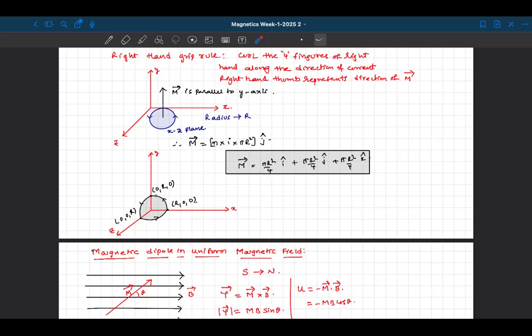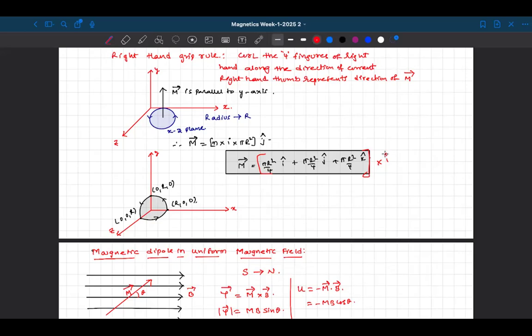Why? Now, it is in a 3D plane. You can see some portion is in the XY plane, some portion is in the YZ plane, and some portion is in the XZ plane. It will have three components, and each is a quarter circle. So the area is pi r square by 4, and it is the same current that passes through all.